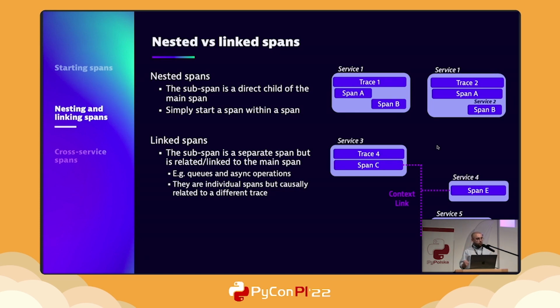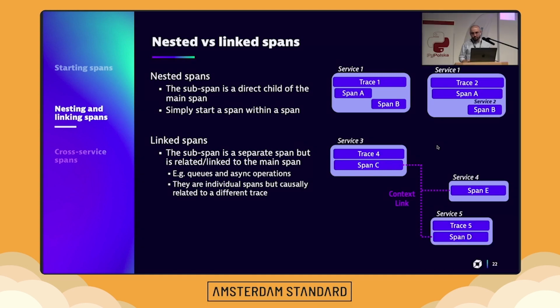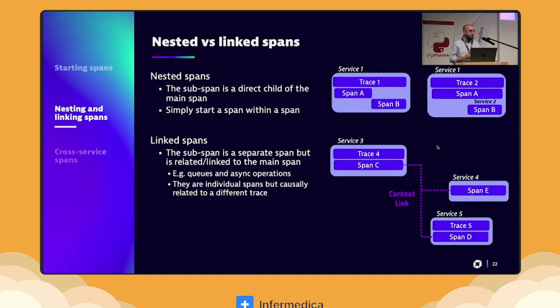There is one other option, linked spans. It is not supported in all OpenTelemetry backends yet, but it probably will be soon. So you don't necessarily have to nest spans into one another. You can just link them, and they will be linked in the visualization as well. So it comes in useful from time to time.